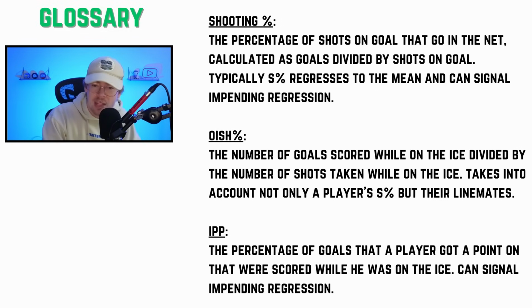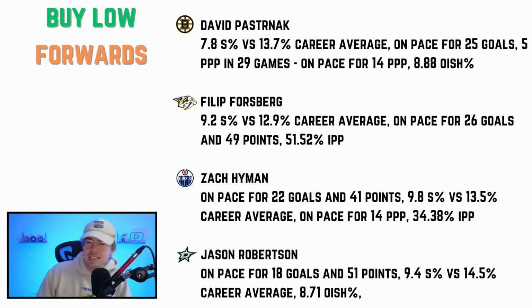The last thing we talk about here is IPP, which is a percentage of goals that a player got a point on that were scored while he was on the ice. Typically, you want to compare a player's IPP to previous seasons, and an outlier season can signal good luck or bad luck. Now that we have that out of the way, let's start off with the buy low forwards, players that I am expecting to bounce back and players that you probably can get a pretty good discount on in a trade.